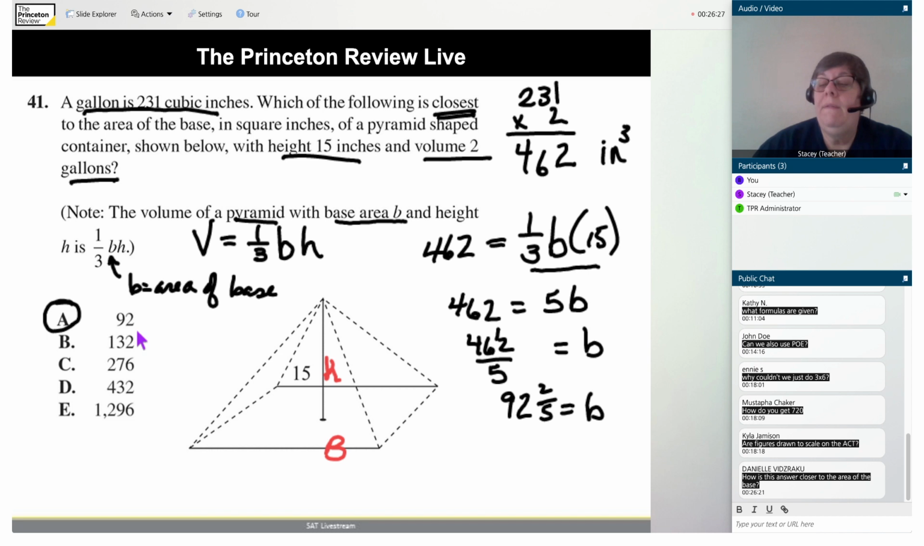How is this answer closest to the area of the base? Danielle, I'm a little unclear on what exactly you're asking for. We set up the formula, volume is 1/3 base times height. We took the volume, they told us a gallon was 231 cubic inches. They told us we had 2 gallons, so we had to turn that into 462. So I have a volume, I have a height, I put in the volumes and the height, and I solve for the area of the base.